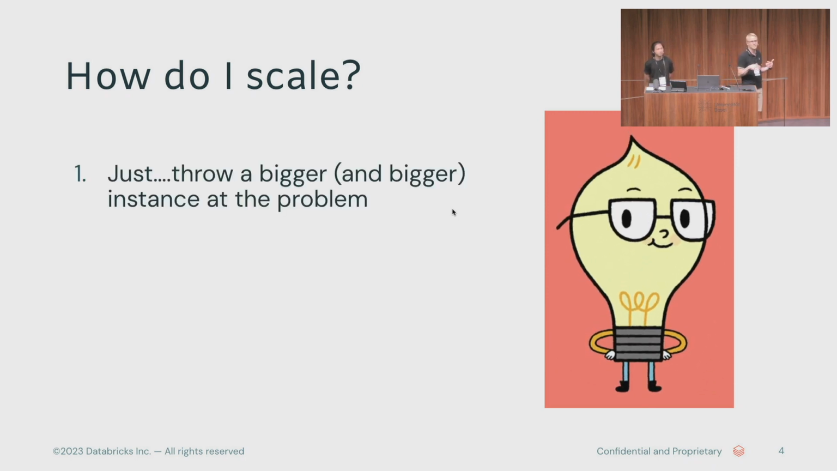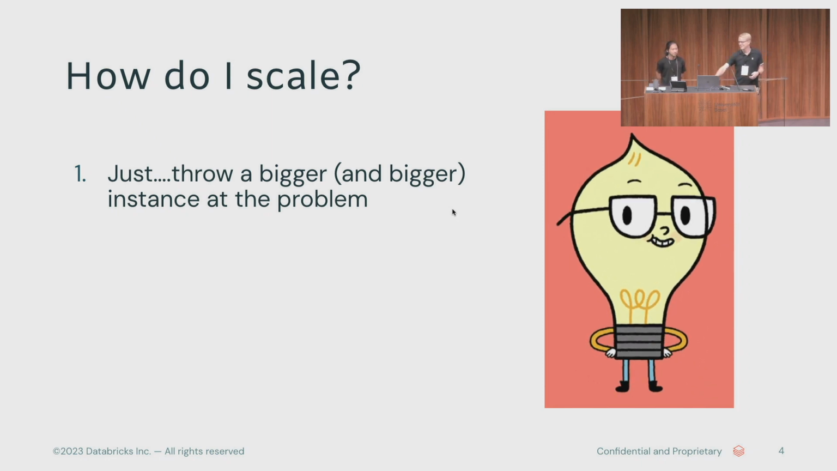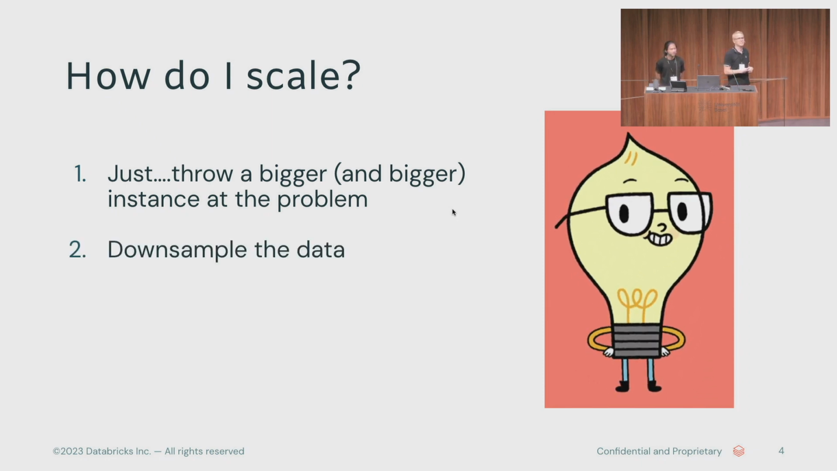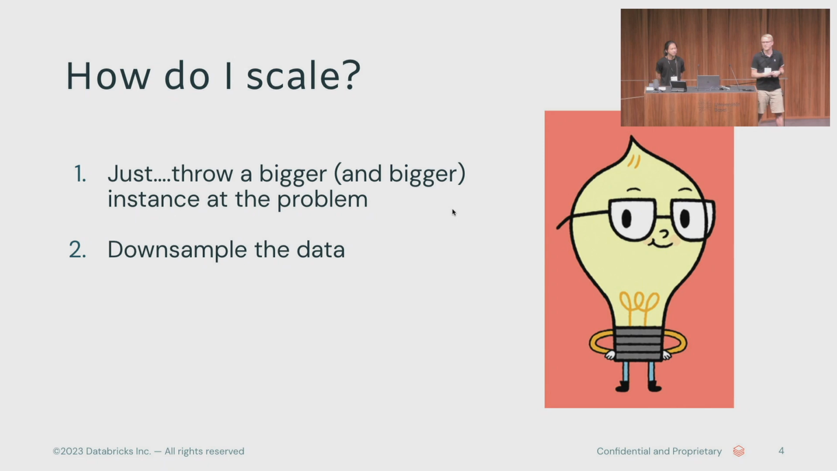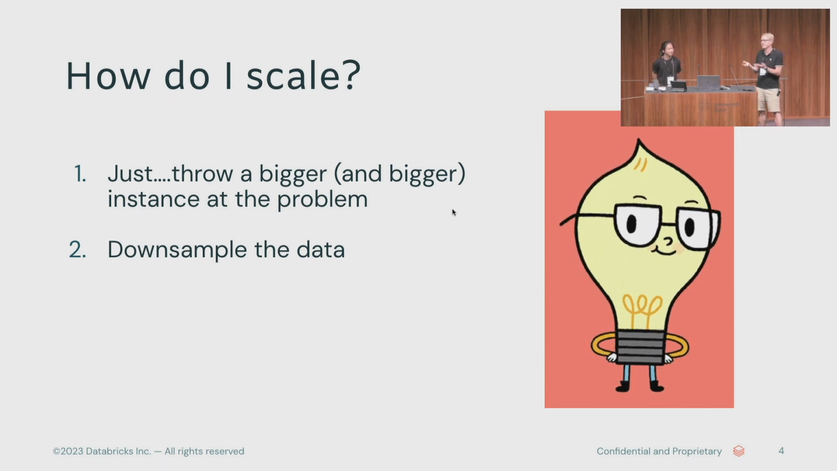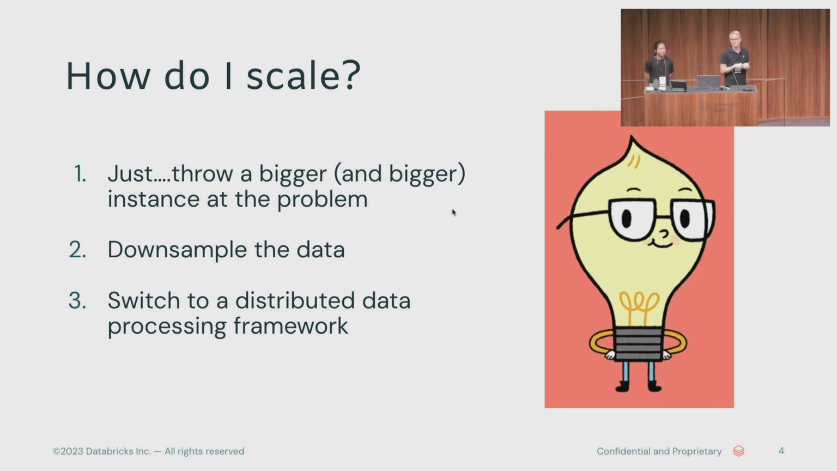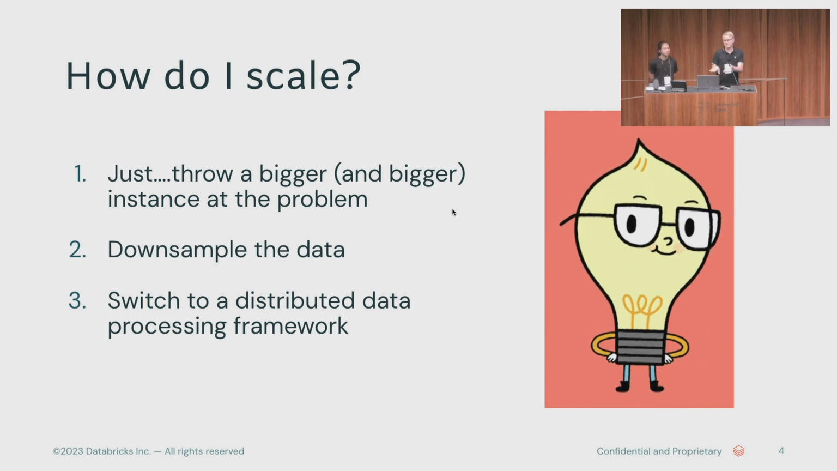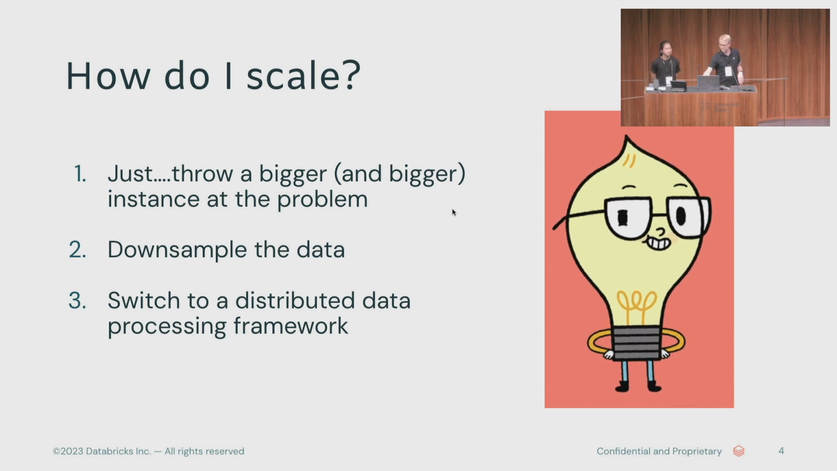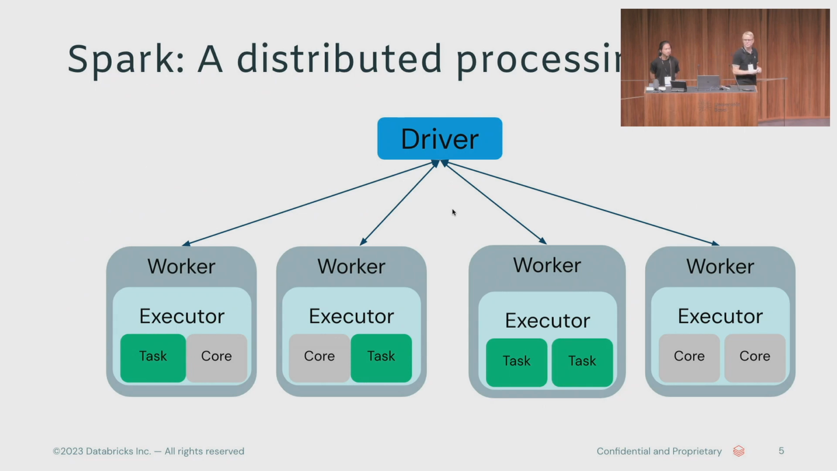But what if your workloads are large? How do I scale? Well, there's a couple of options. You can buy a bigger machine. You can downsample the data, which kind of defeats the purpose of working with large amounts of data, but you can get some work done that way. Or you can switch to a distributed data processing framework, which is the focus of this talk.